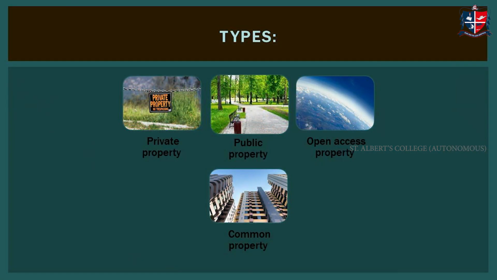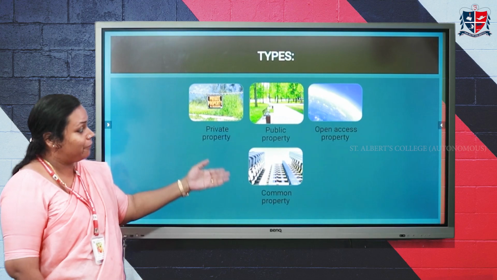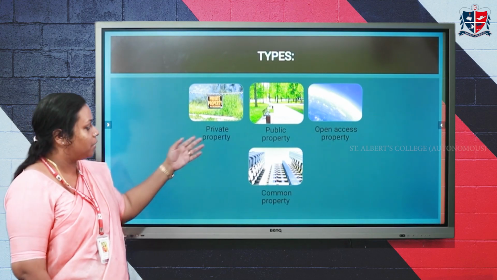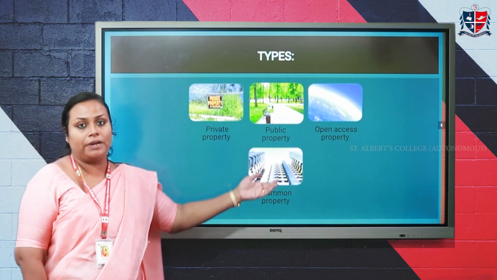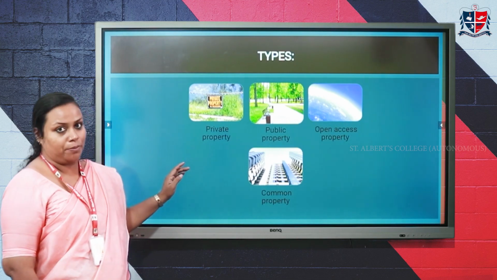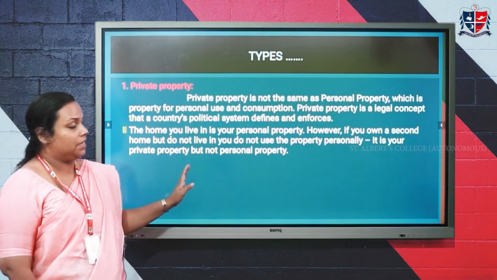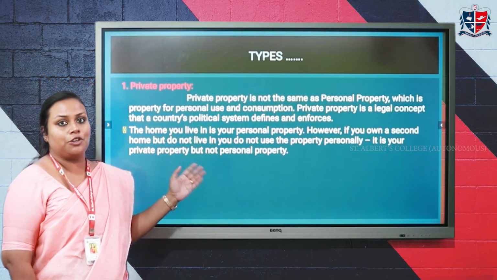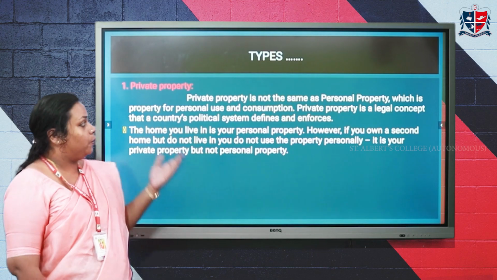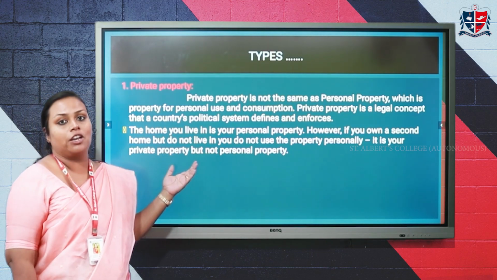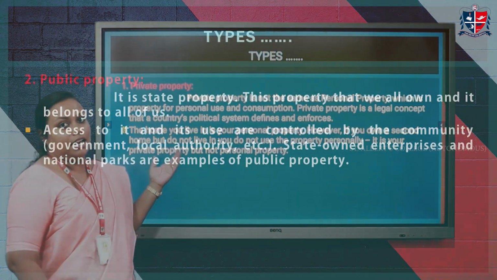So let's see the types of property rights. We have four major types of property rights: private property, public property, open access property, and common property. Let's see what a private property is. It has a differentiation from personal property. Personal property means that you are personally using it now, whereas with private property, you have the legal ownership but you are not using it directly.